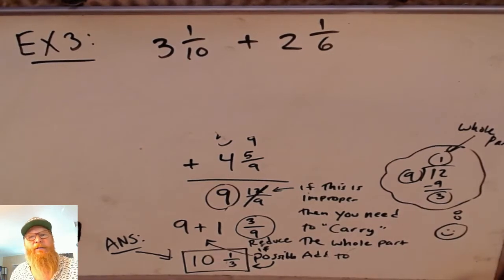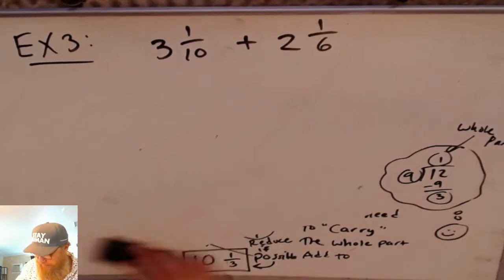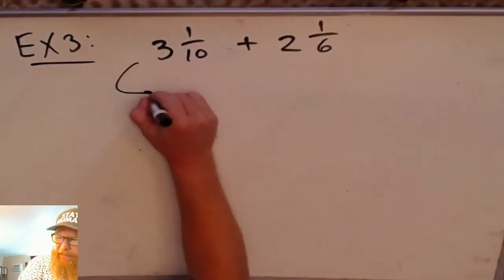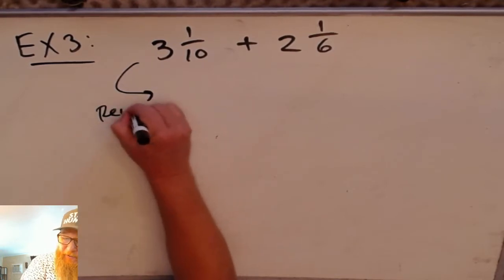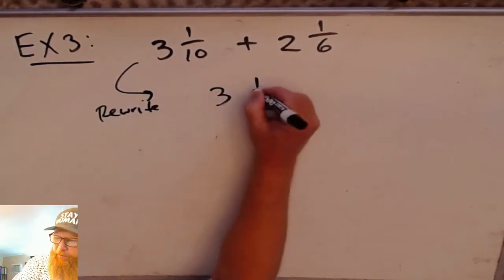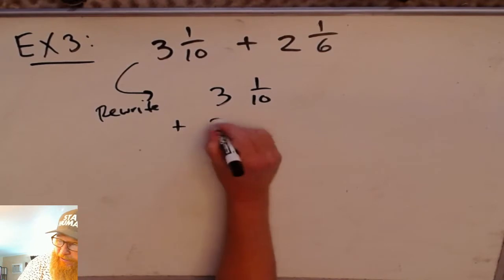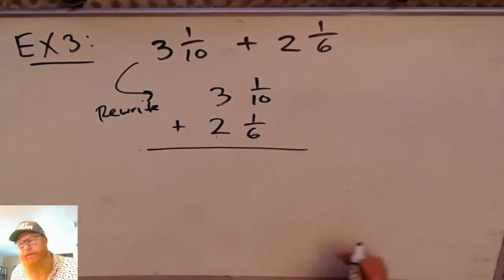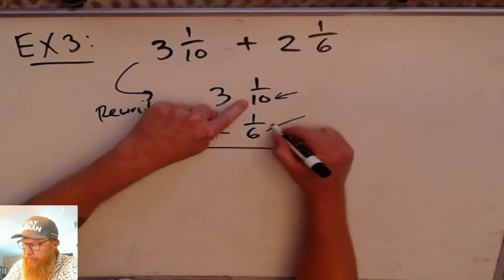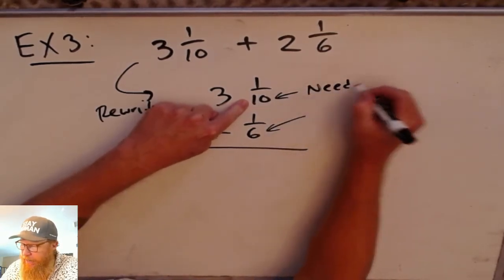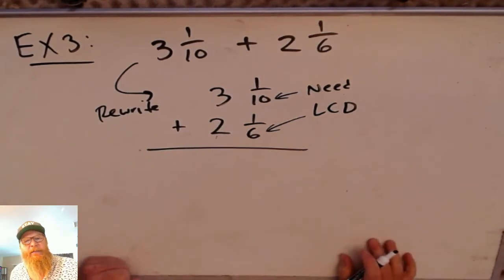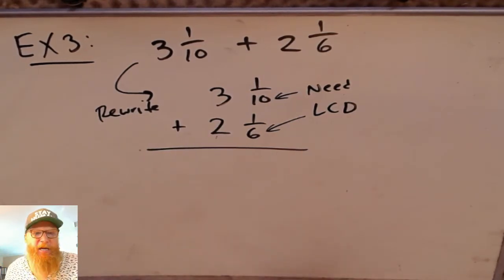All right, so you've got 3 1/10 plus 2 1/6. Again, I would immediately rewrite 3 1/10 plus 2 1/6. The denominators are not the same, so you need to find an LCD. Now, again, I've already gone over this several times.